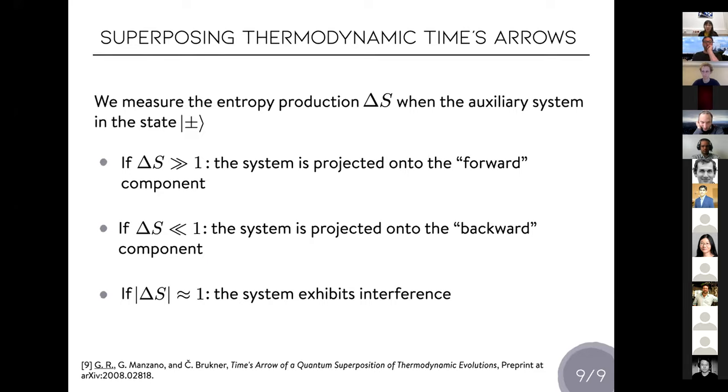And because of that, if I get a very large value, I effectively projected my state onto either the forward or the time reversal component. So this could perhaps prevent me from being able to understand that I was looking at a quantum superposition of time arrows. So how to tell instead that I was looking at a quantum superposition of time arrows?